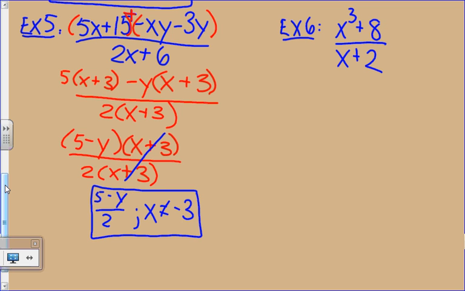So the last one that I have for you, in the numerator I have 2 terms. What are we looking for? Perfect squares. Which one do you see? x squared plus 1.